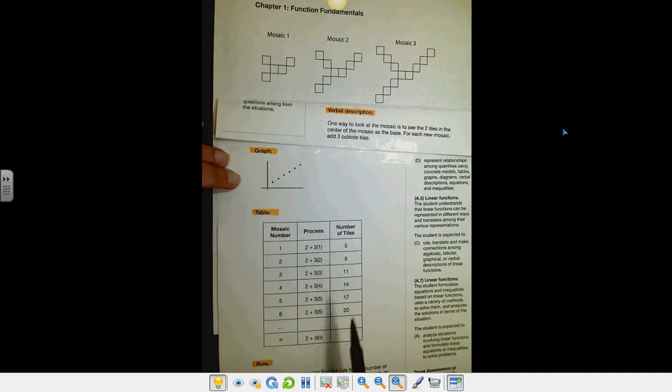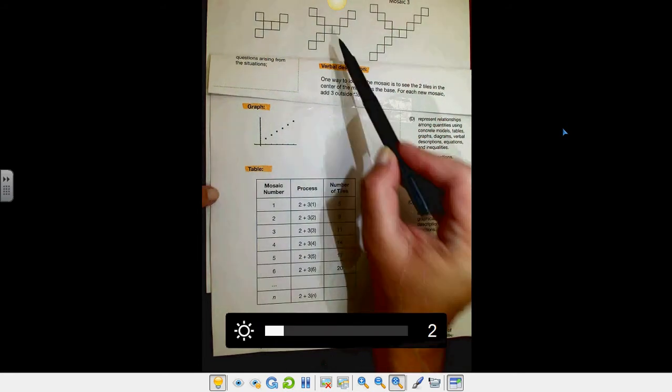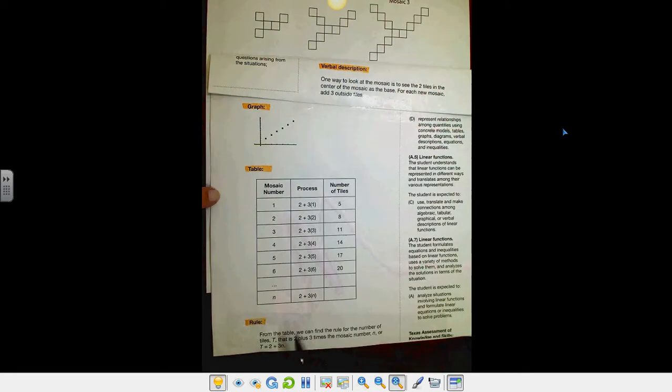In the table, we use a 3-column process chart, and we determine that the function is 2 plus 3n. So our rule for the table is tiles equals 2, being the center 2 tiles in the mosaic, plus 3n, where n is the number of the mosaic.